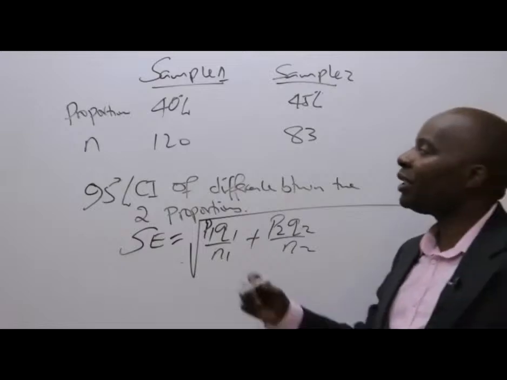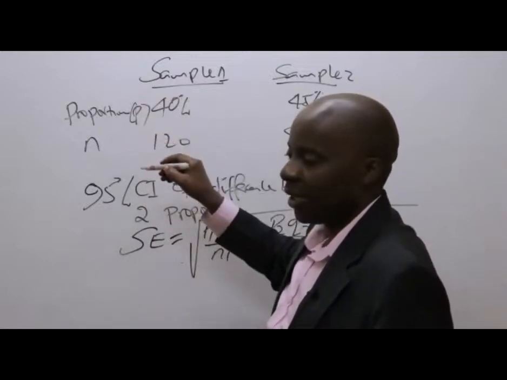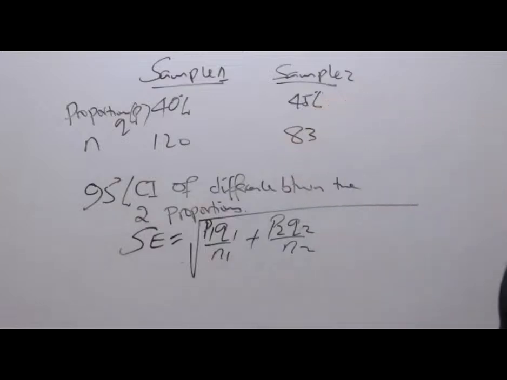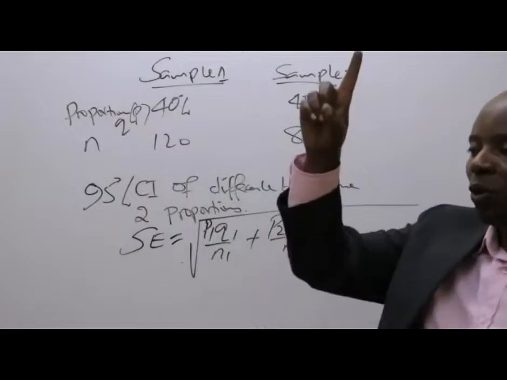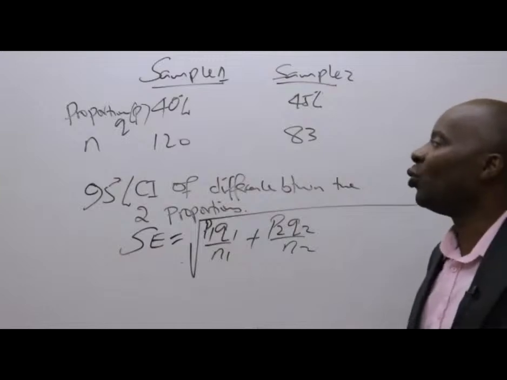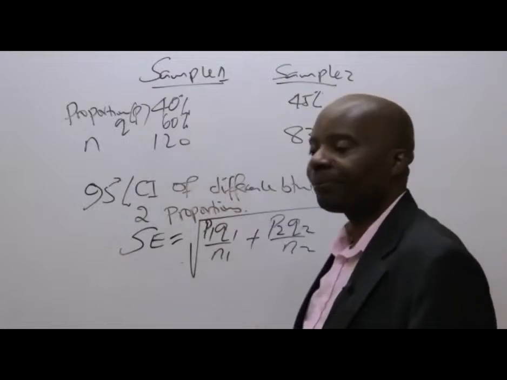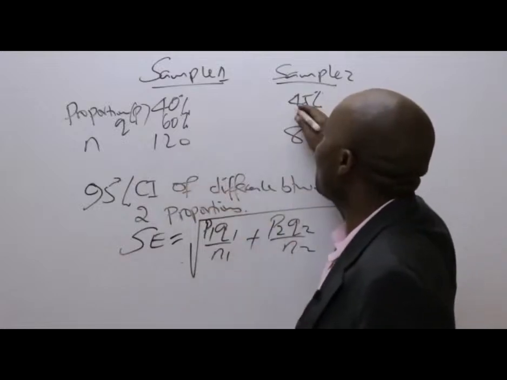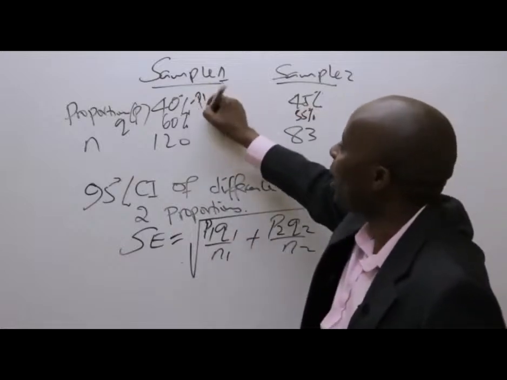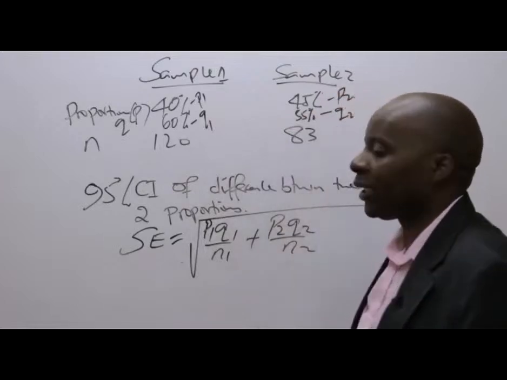So when you have these proportions, these are your P. You need to introduce the Q's somewhere there, bearing in mind that P plus Q must always add up to 1, meaning 100%. So Q here will be 60%, and Q for this will be 55%. This is what I will call P1, this is Q1, this is P2, and this is Q2.